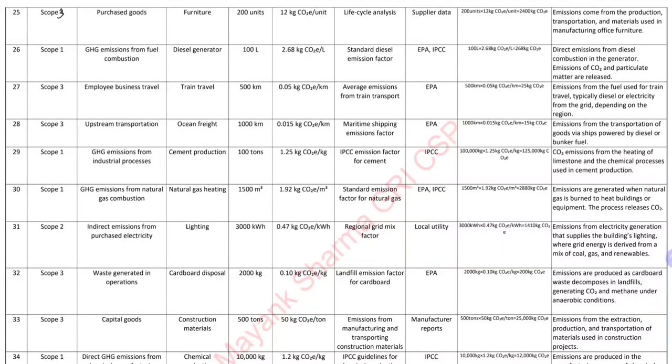Hello friends, so let us move to the next example of emissions calculations for different types of emissions.